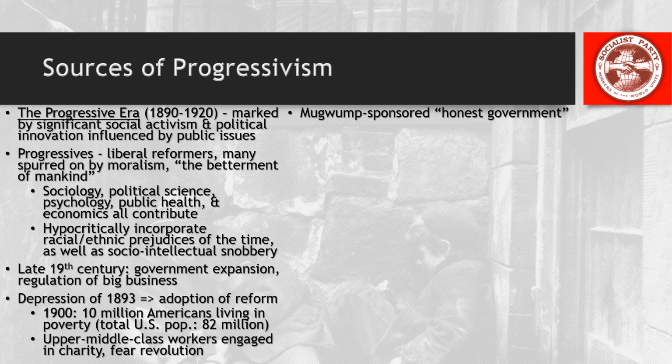And of course, we talked in Chapter 19 about the mugwumps as well, right? This branch of the Republican Party that separates off into kind of a third party in politics and is really after this whole honest government movement.